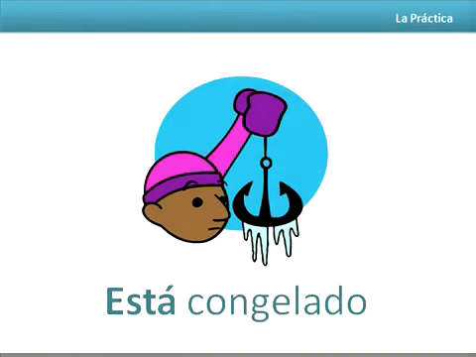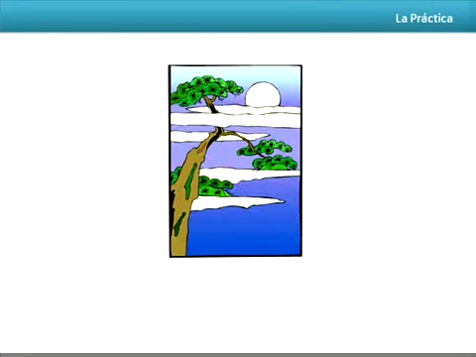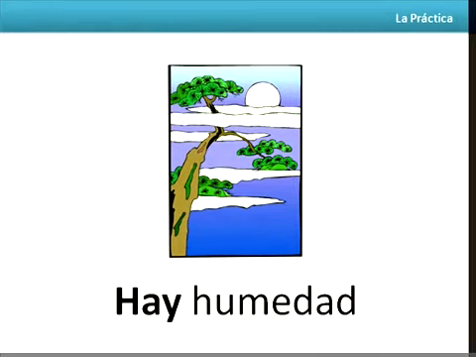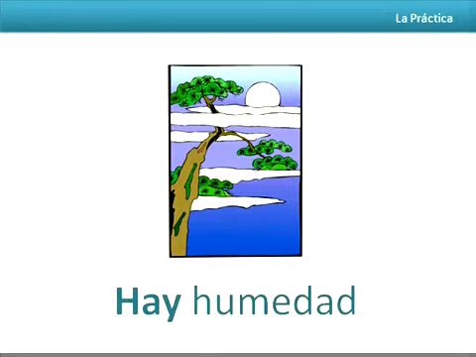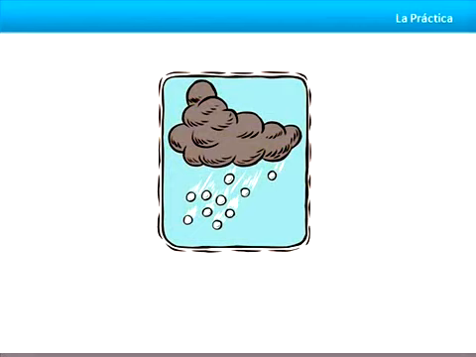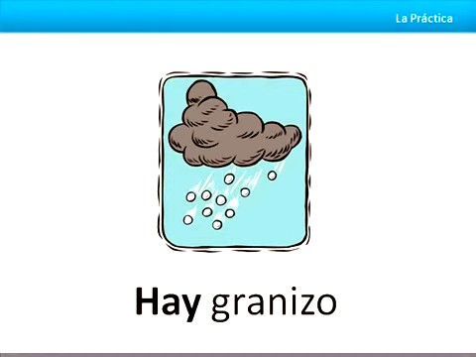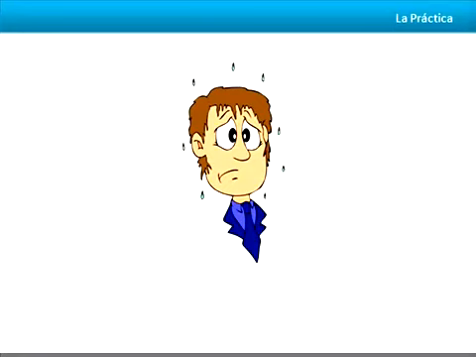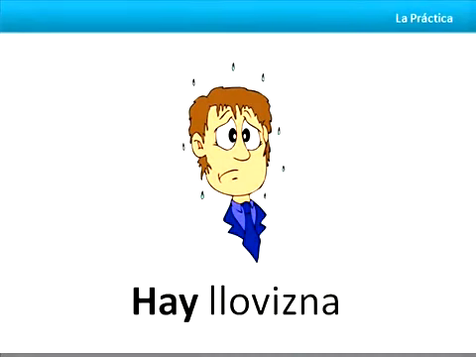For our next dynamic practice session, let's practice our weather expressions from the verb form hay. It's humid. Hay humedad. It's hailing. Hay granizo. It's drizzling. Hay llovizna.